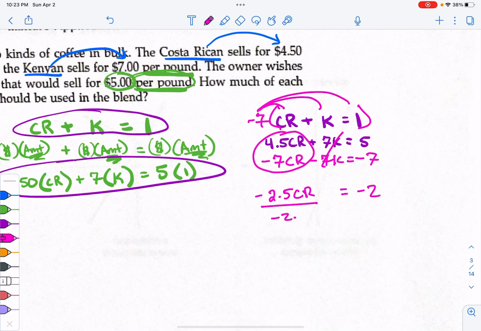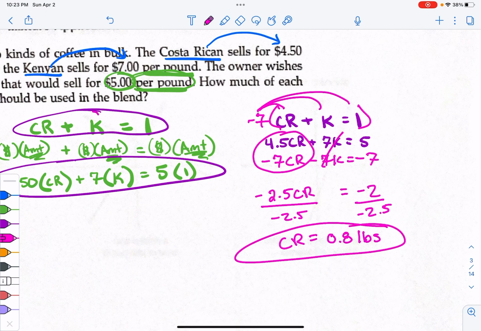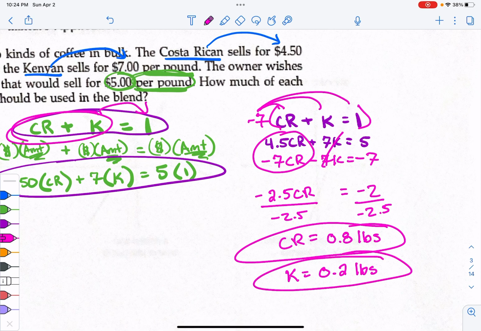If I divide by -2.5, that'll give me the amount for the Costa Rican blend. So for the Costa Rican blend, the negatives are going to cancel, 2 divided by 2.5, and that is 0.8, and that is in pounds. So I want 0.8 pounds. Now, I know that the pounds have to add up to be 1, so you can do a little mental math if you want to, or you can write the equation out, I don't care. I would need 0.2 pounds of the Kenyan blend in order to make 1 pound.